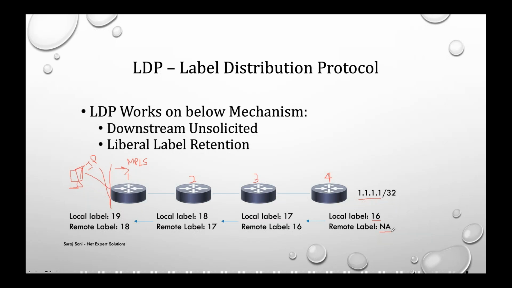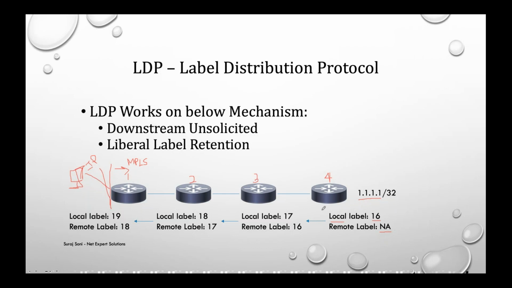Guys, don't take this for granted. I'm explaining this label allocation for your high-level understanding. When we see the actual label allocation, it may be a bit different from what I am explaining right now, but you have to understand this first so that you can understand the actual label forwarding. So R4 has 1.1.1.1 and will assign 16 as its local label for it. Remote label? No, because it is directly attached to me. I'm not learning it from somewhere. It is my host.